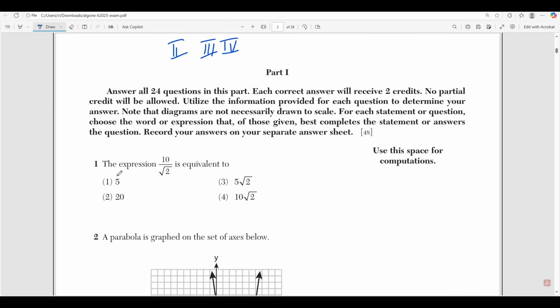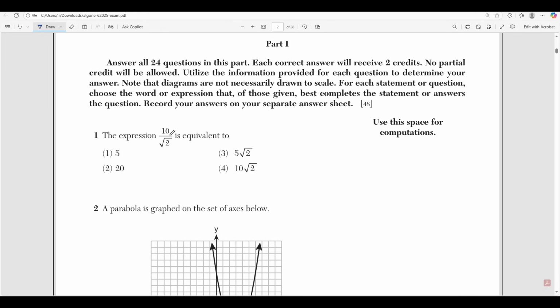That being said, we're going to go ahead and start off with number 1, which asks us the expression 10 over radical 2 is equivalent to what? So in this case, what we need to understand is how to rationalize the denominator. On the Regents, they really don't want you to have a fraction with an irrational or a square root denominator. So the way that you get rid of the square root denominator is just by multiplying the top and the bottom of this fraction by that square root denominator, okay?